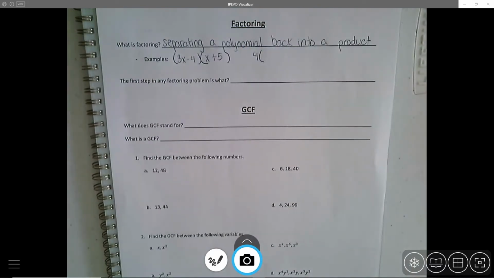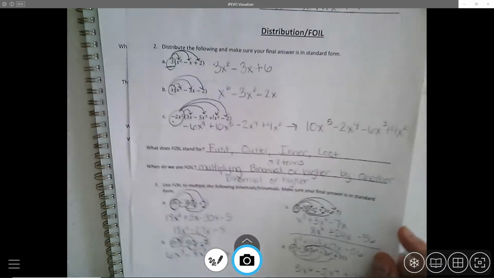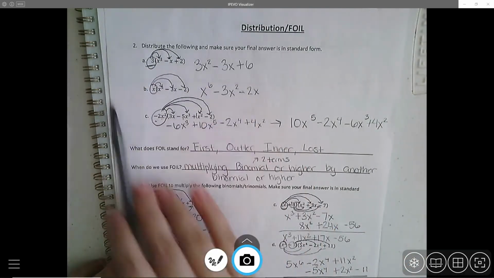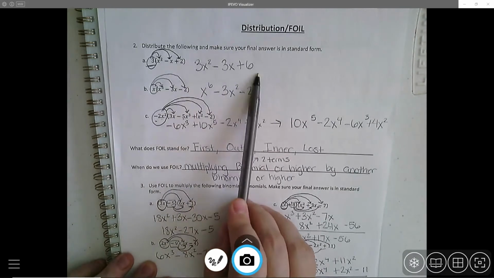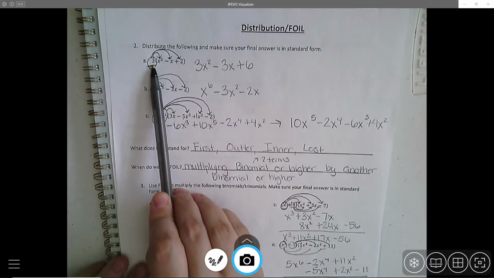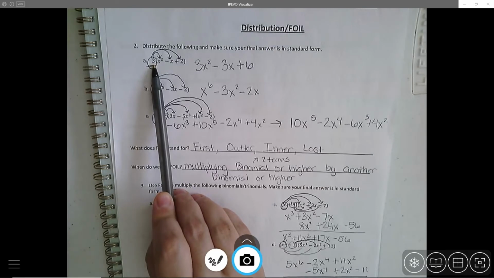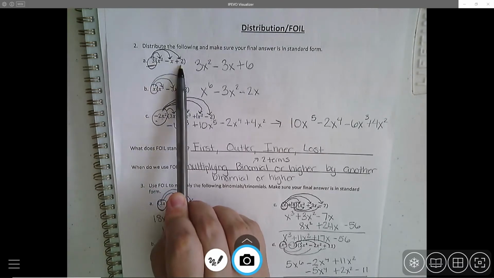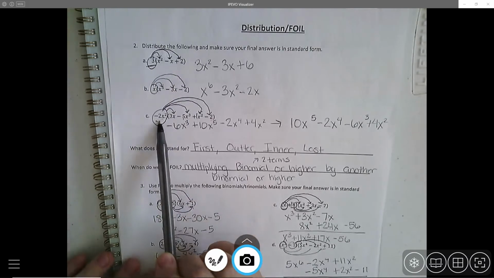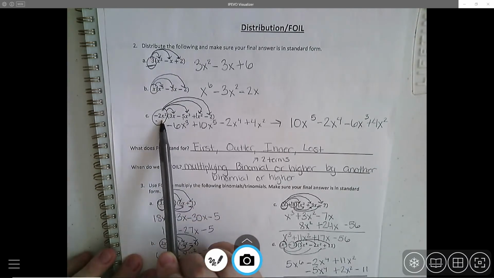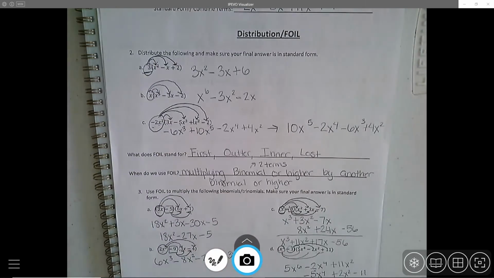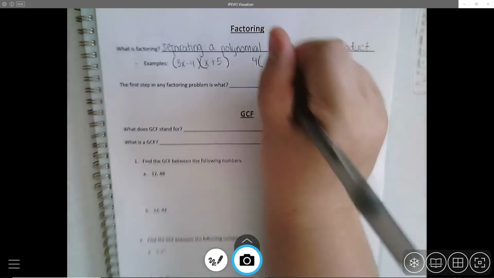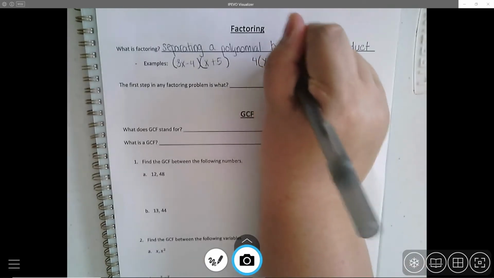Up on the top of our polynomials, when I had this out, I could have mentioned this. This is also a factoring problem. You're given a polynomial and you wrote it as a product. Even though it's not a binomial times a binomial, this is still a product. It's something times something. Even if there's just a number or a variable or a coefficient and a variable out front, that's still a factor problem. So I could have 4 times x plus 7.